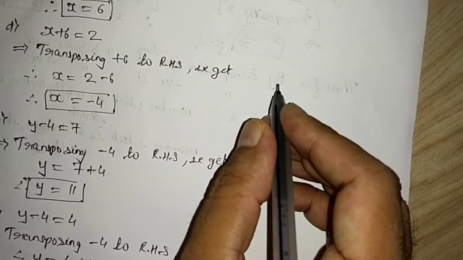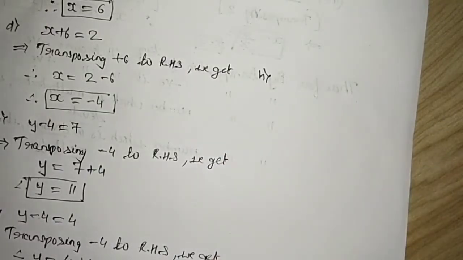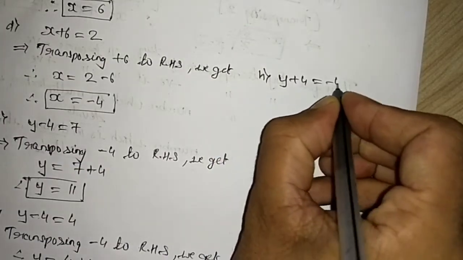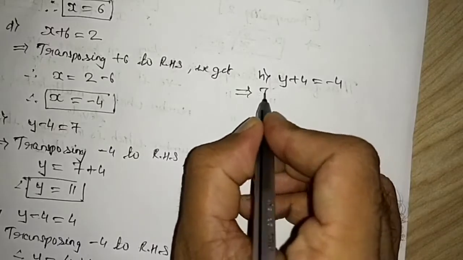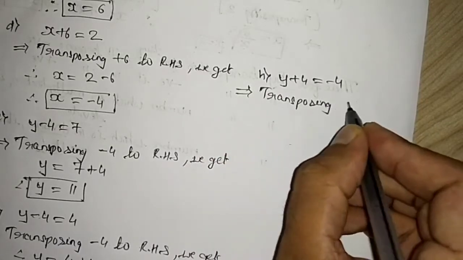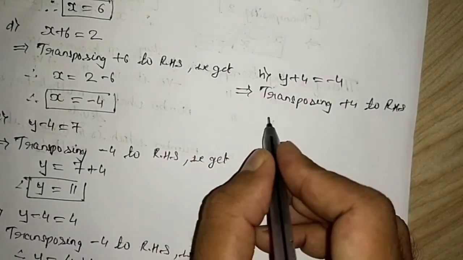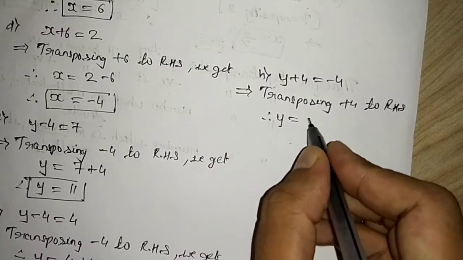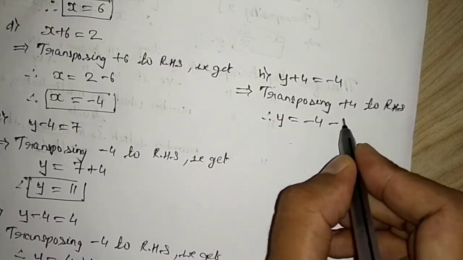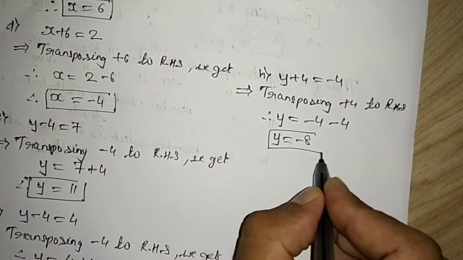Coming to last part, that is part H. H is having y plus 4 is equal to minus 4. We will write transposing plus 4 to RHS, we get y is equal to minus 4 was already there, this plus 4 if it goes that side it will become minus. So we will get y is equal to minus 8.